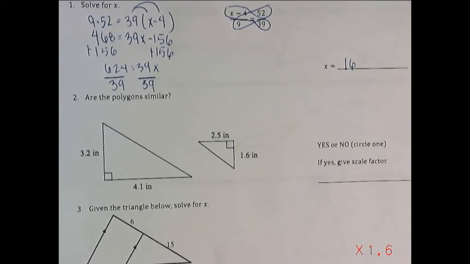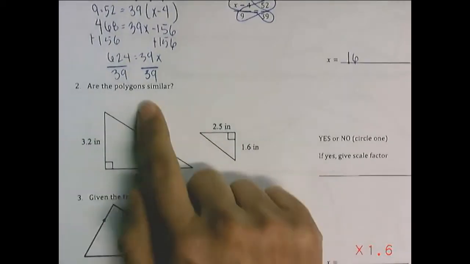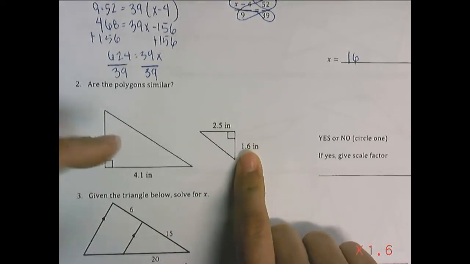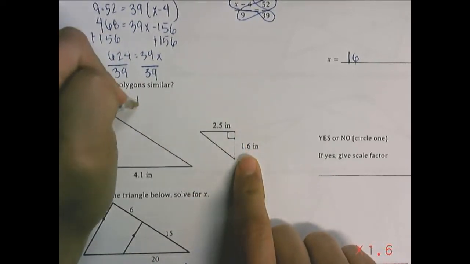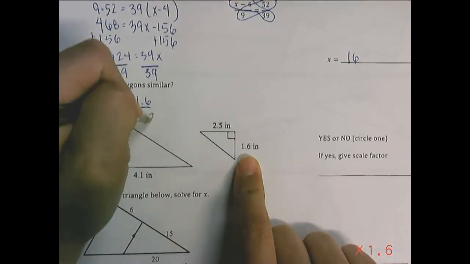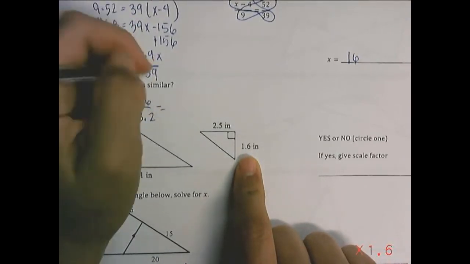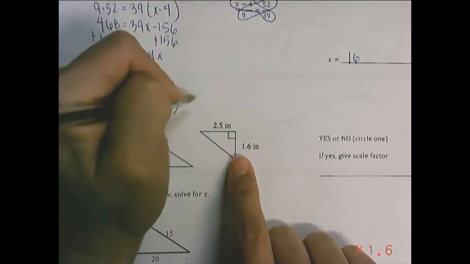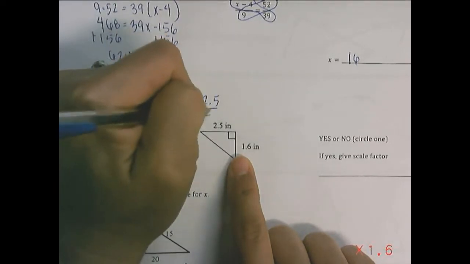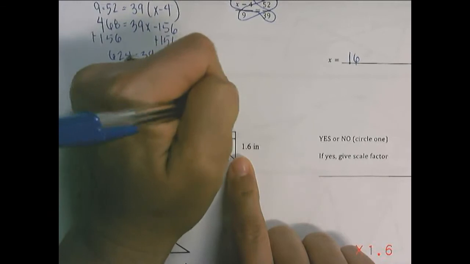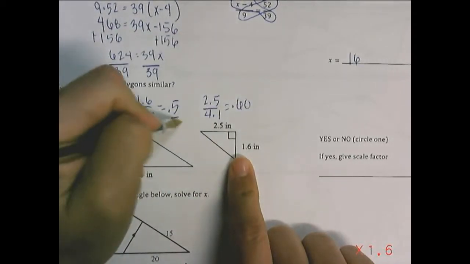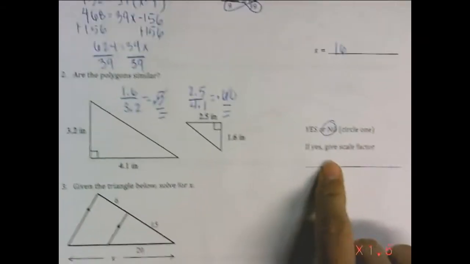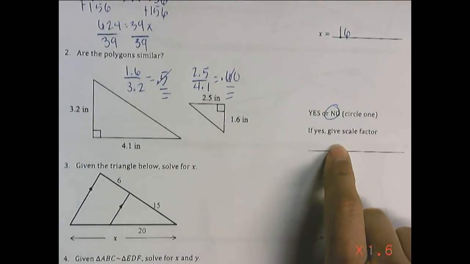All right. Well, for this next one, it wants to know if the polygons are similar. So what I'm going to do is set up the scale factor with their corresponding parts. And I'm going to just do smaller to bigger. So 1.6 over 3.2. And that's going to reduce down to 0.5. All right, and then I'm going to do 2.5 over 4.1, which reduces down to 0.60. These numbers are not the same, so no, they are not similar. And because they're not similar, there is no scale factor to give.